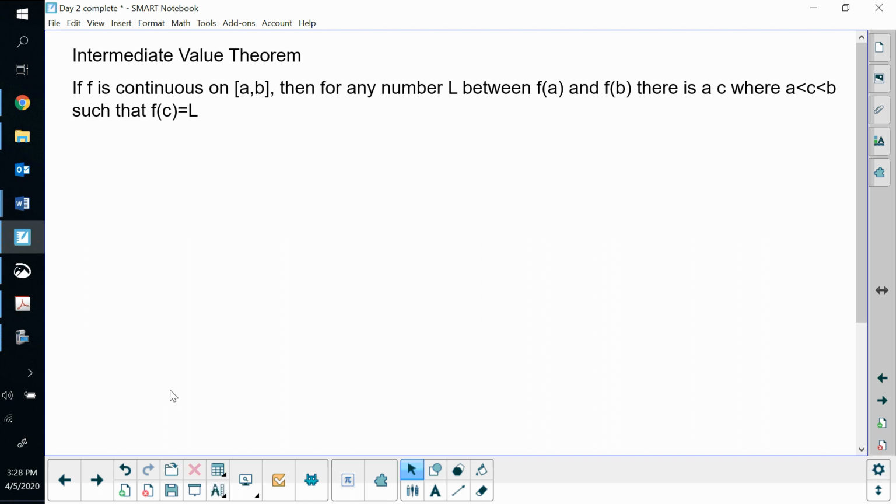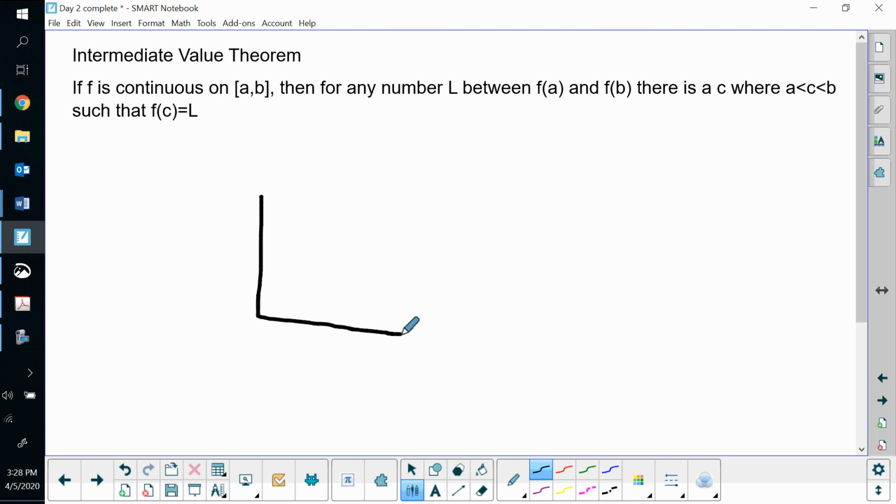Third theorem is the intermediate value theorem. So if f is continuous on a closed interval, then for any number in between the y values of the endpoints, we're guaranteed there's some x value that would give us that y value.